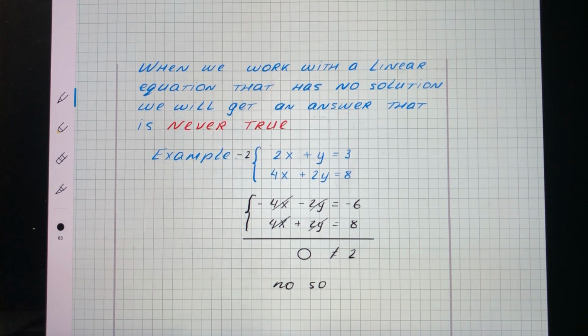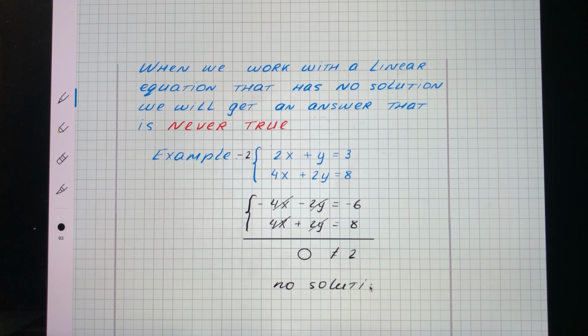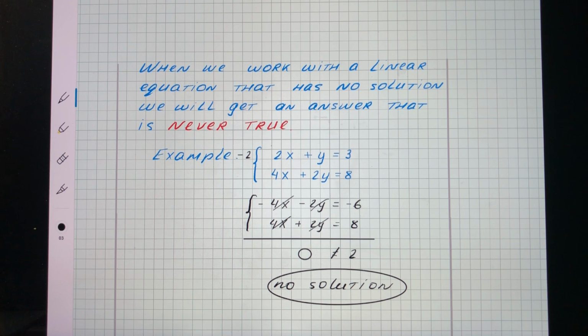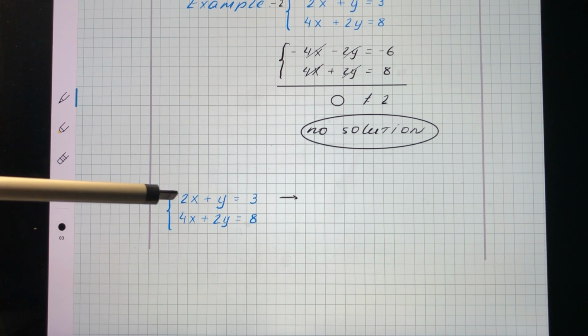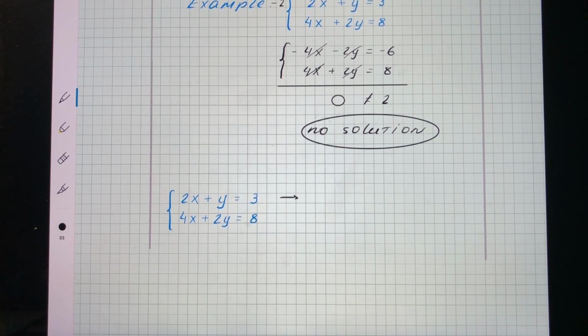No solution. And this is it. This is how we know that there is no answer to our system. If we wanted to check this, we can use the calculator to visually plot and see the two equations. All we need is solve each one for the y. Let's do that really quick. So here's the same system. Let's solve the first one for the y, and all we need is subtract the 2x from both sides.